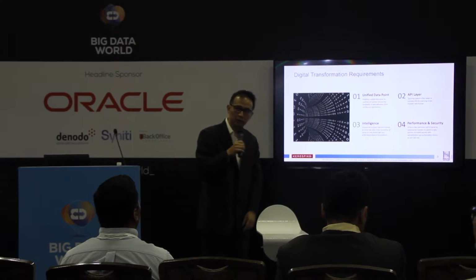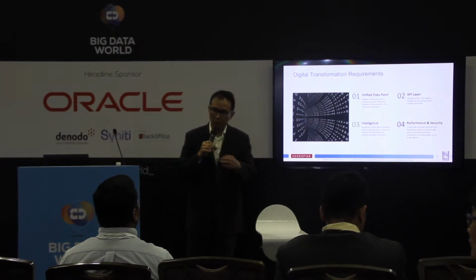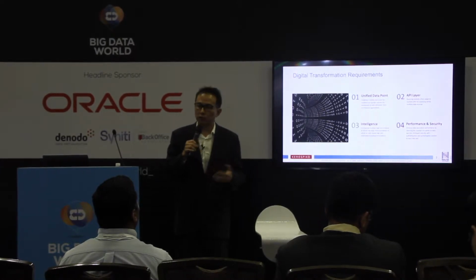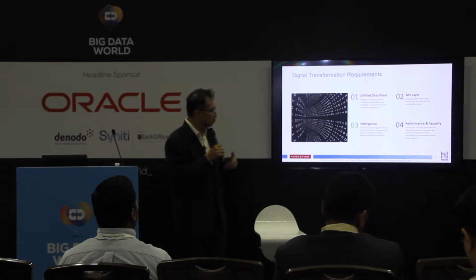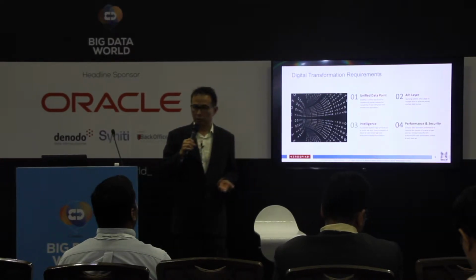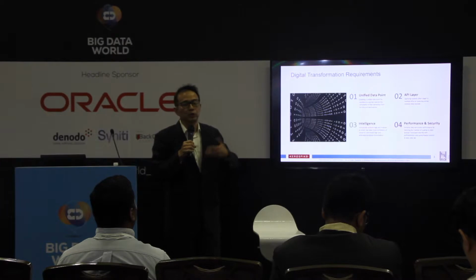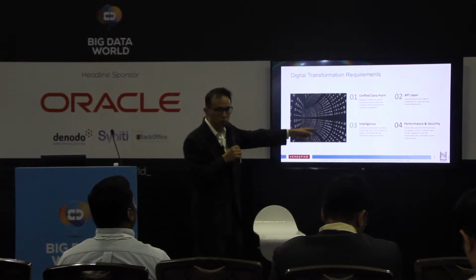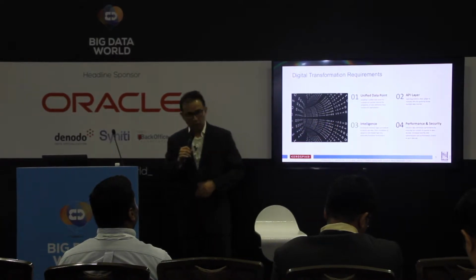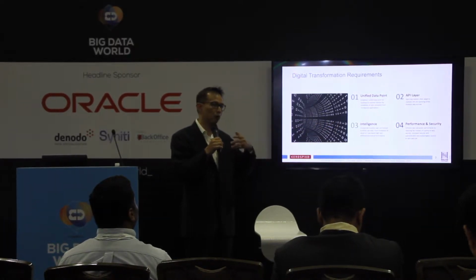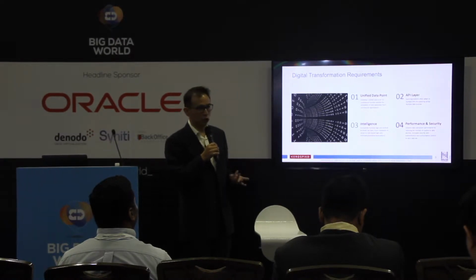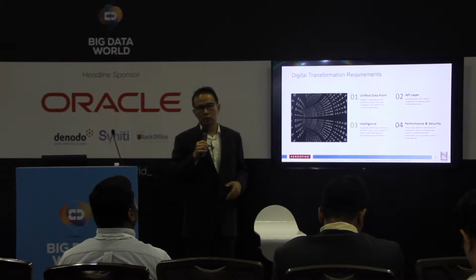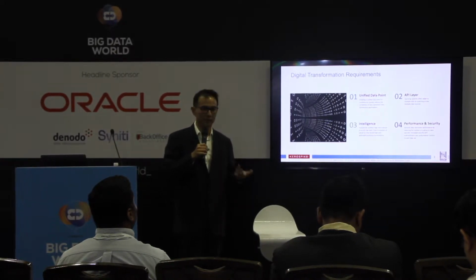And number three, intelligence. Having the ability to customize business logic using rules and thresholds. Having the ability to add analytics to help businesses make predictions and recommendations. And lastly, performance and security. Enhance the performance by reducing the number of queries to the source IT system. Improve security by introducing authorization and authentication control of data sets.